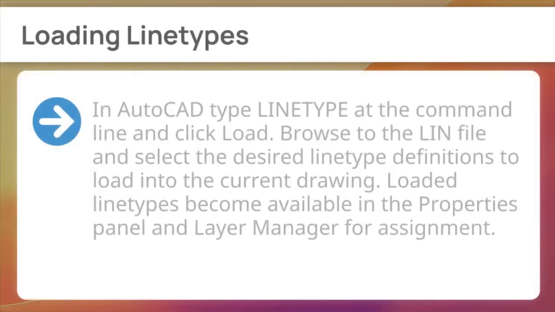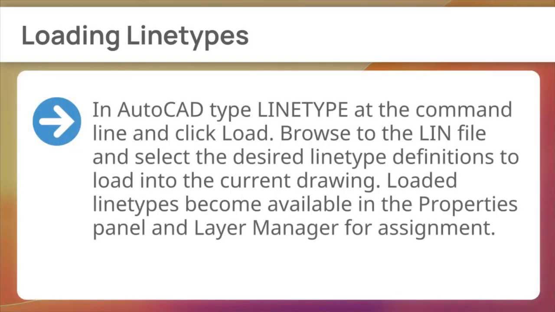First, loading line types. In AutoCAD, type linetype at the command line and click Load. Browse to the LIN file and select the desired line type definitions to load into the current drawing. Loaded line types become available in the Properties panel and Layer Manager for assignment.